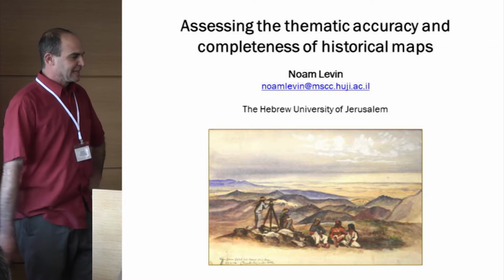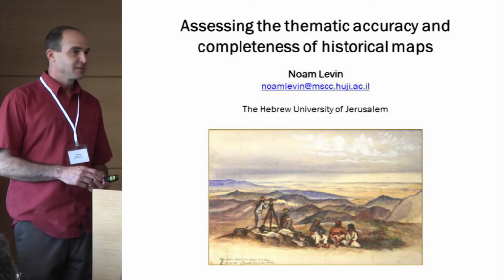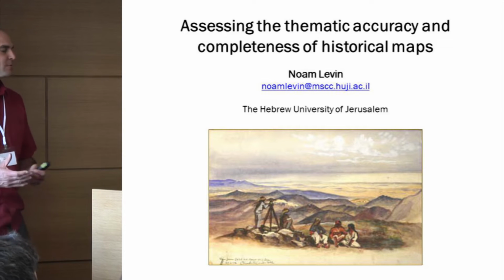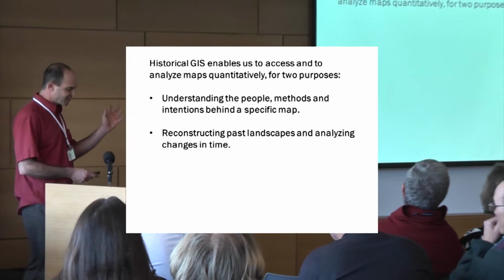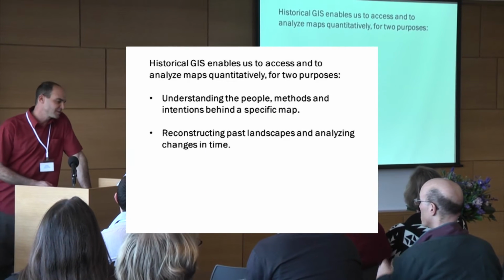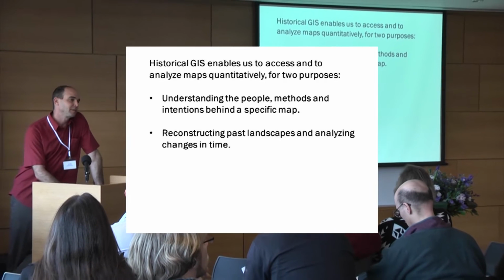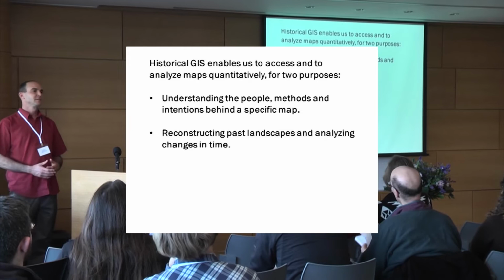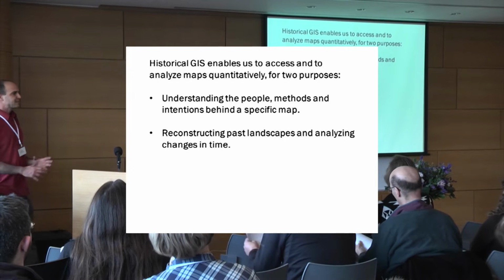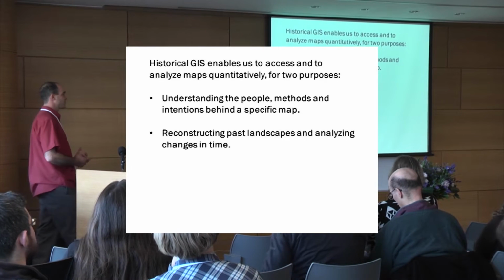Okay, so let's get into this. Historical GIS enables us to, as you know, access maps and analyze them quantitatively for many purposes, but in this talk I'll talk about 2 purposes. One is to understand the people behind the map. What were their methods, intentions, the technologies they used. So that's one aspect we can use historical maps for.